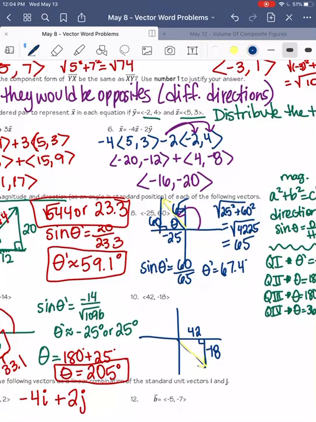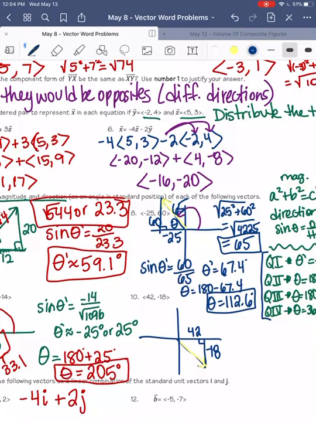So what we need to do is we need to use these rules over here. Well, this is in quadrant 2, so we're going to take our angle theta and we're going to do 180 minus what we just found. Okay, so 180 minus 67.4 should give us 112.6 degrees. Now that is your final answer, and doesn't that make a lot more sense? It's between 90 and 180 degrees. Okay.